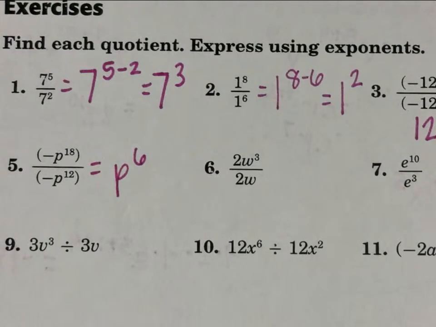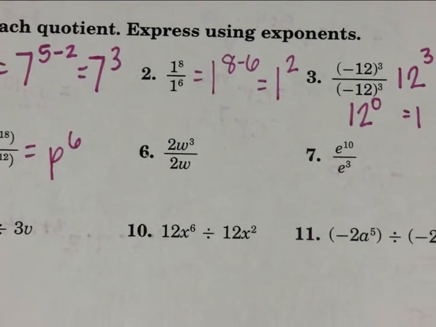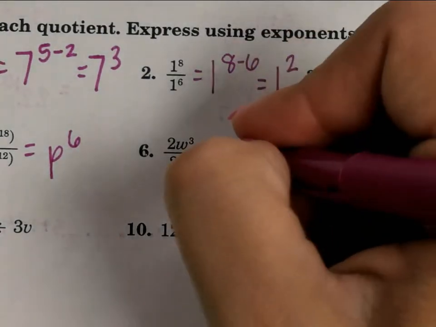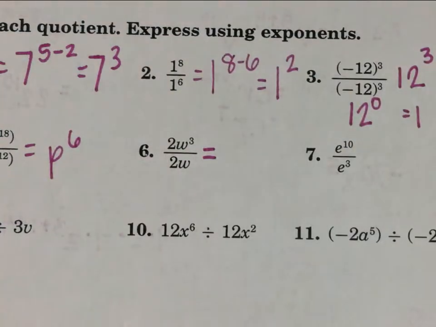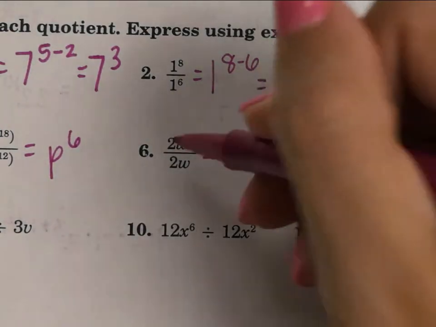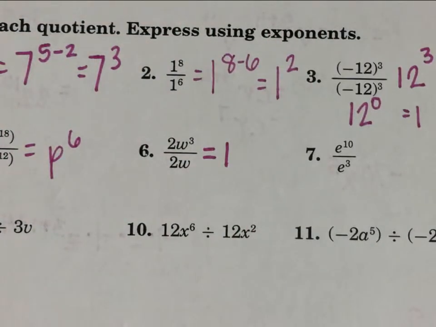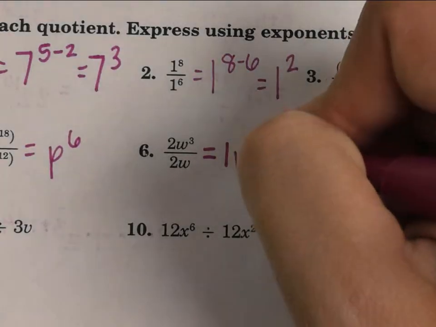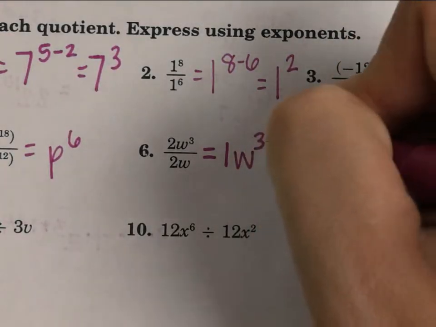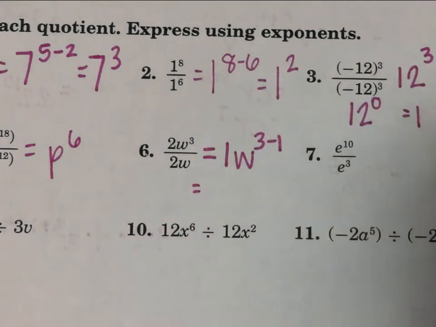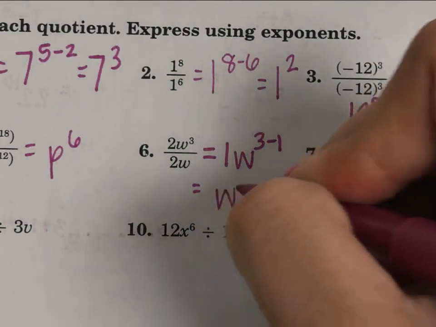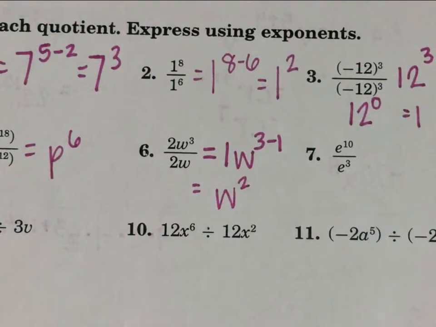All right, number 6. Now I have a coefficient, right? 2w cubed divided by 2w. So I want to look at those coefficients first. What would I get when I divide those coefficients? 1. 2 divided by 2 would give you 1. And then you've got your exponents. So w to the 3 minus 1. So how would that all simplify? Just w to the second, right? I don't need that 1 there.